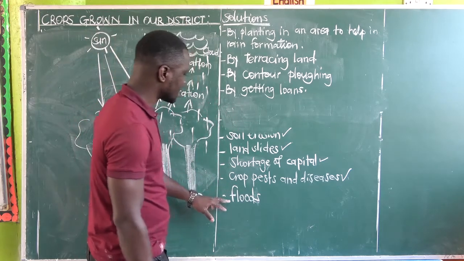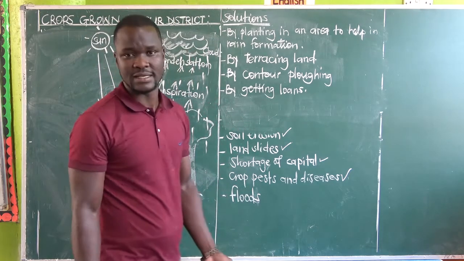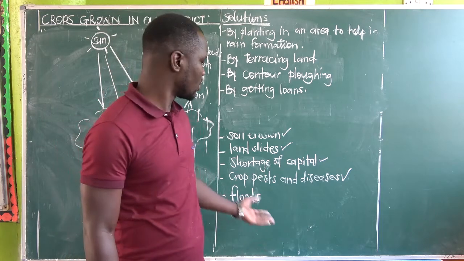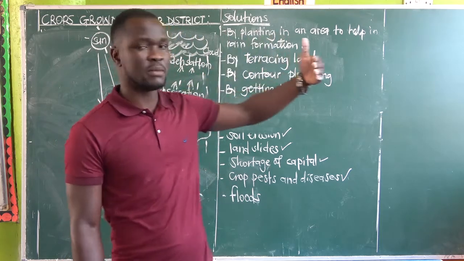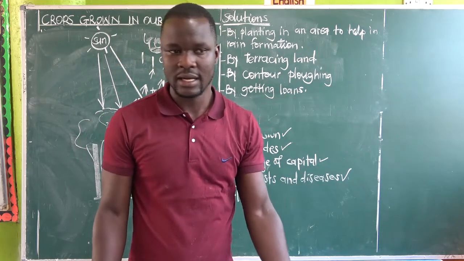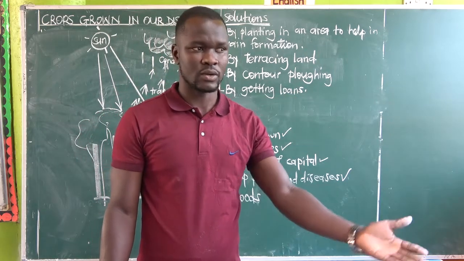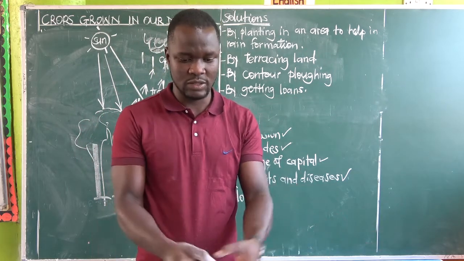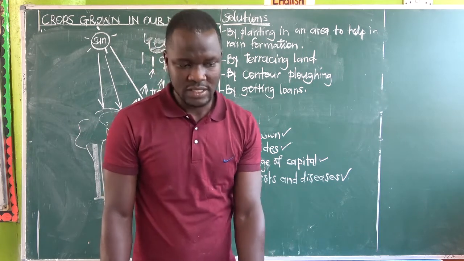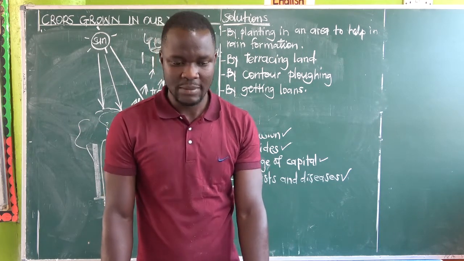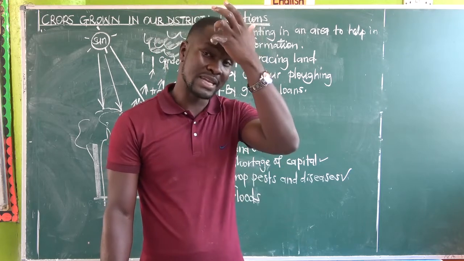Then we go to the next problem, that is the problem of floods. Of course, floods also occur because the area maybe does not have the trees to help to first bind the soil particles together, and the grass. So planting trees still can come to overcome that, and practicing proper methods of farming.